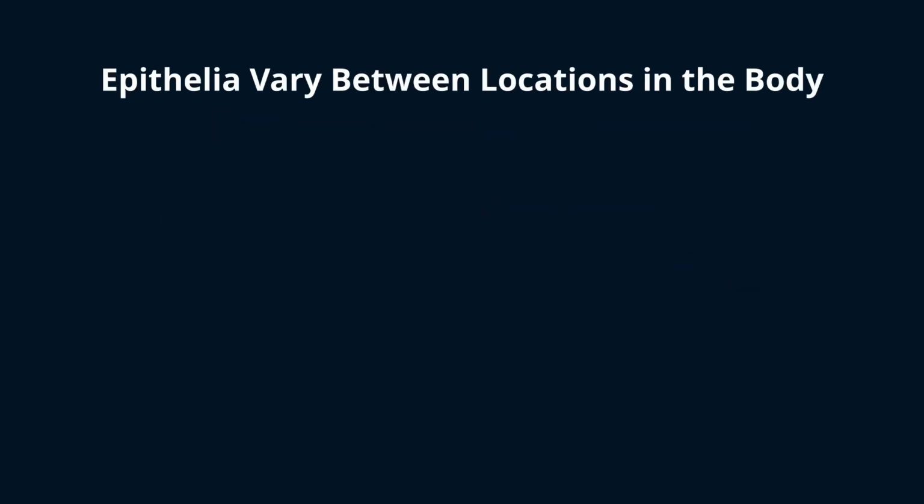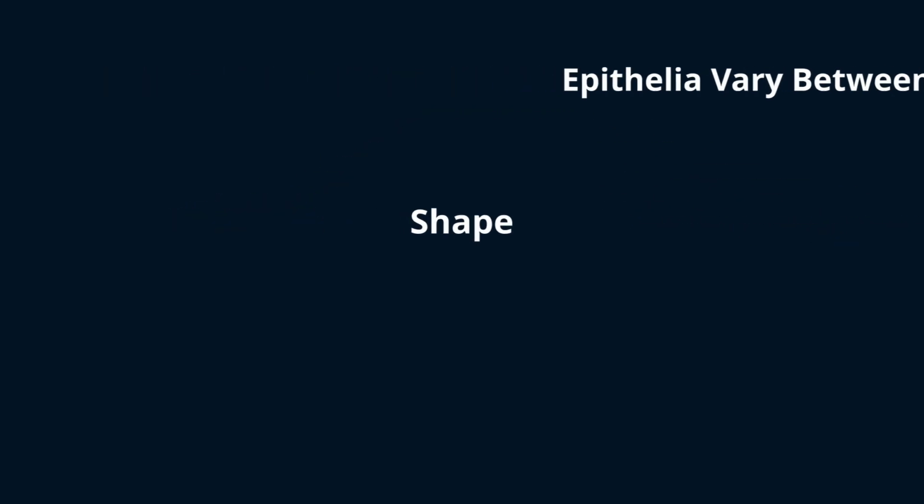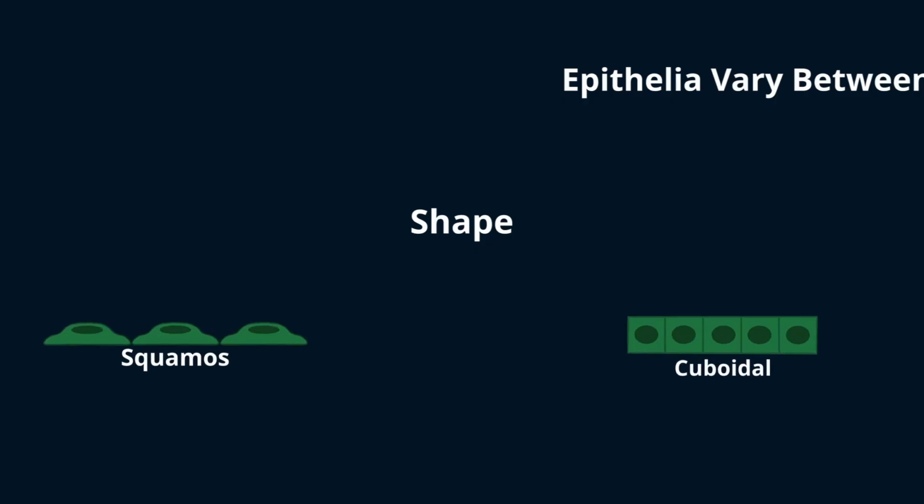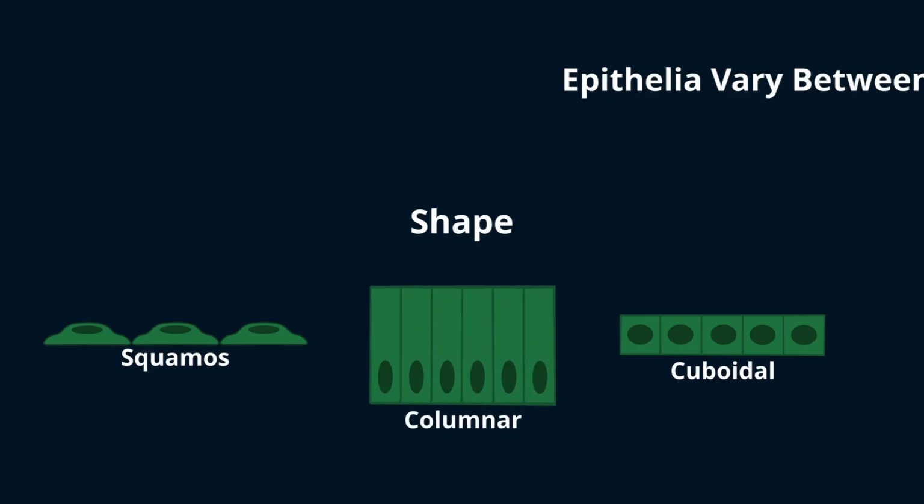Due to their wide range of usage throughout the body, epithelia have specialized properties that vary depending on their location in the body and their functional needs. Major classifications of epithelia are described by their shape and cellular arrangement. If we look at shape, we can see an epithelial cell's shape can vary between squamous, or flat sheet-like cells, cuboidal, which are cube-like cells, or columnar, or column-like cells.